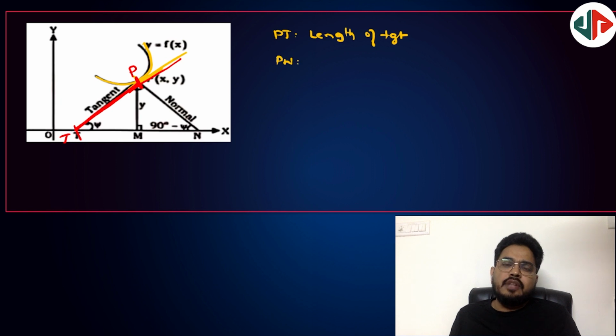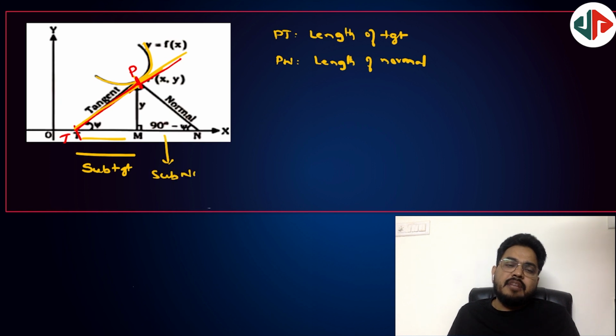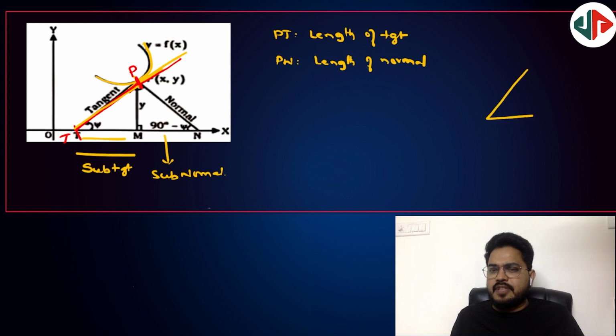PN is called the length of the normal. Now, the projection of the tangent on the x-axis, this portion, is called the length of the subtangent. The projection of the normal on the x-axis is the length of the subnormal. So you take the same triangle here and complete the formalities. What are the formulas we are supposed to derive?